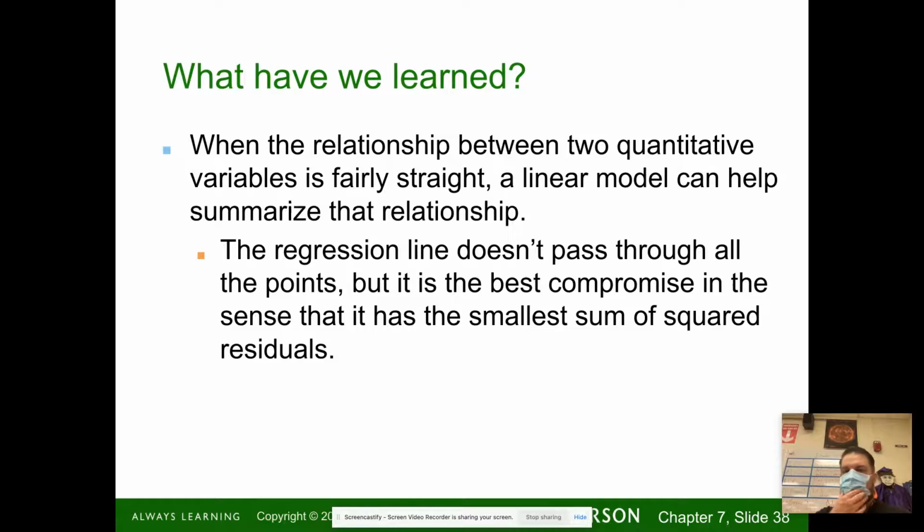When the relationship between the two quantitative variables is fairly straight, a linear model can help summarize the relationship. The regression line does not pass through all the points. It's the best compromise, in a sense. It kind of fits through the middle of them. Okay, how do you find out where to put the line so it's in the middle of them? It's the smallest sum of the squared residuals.